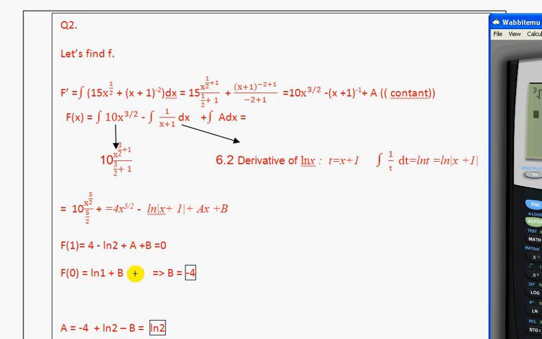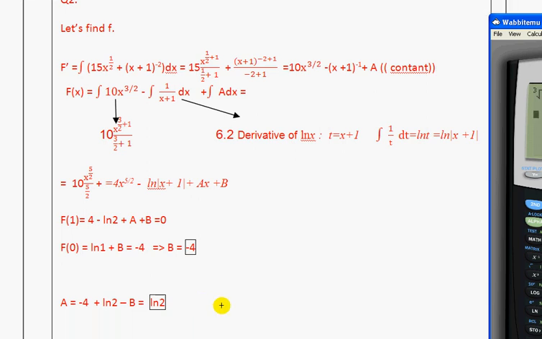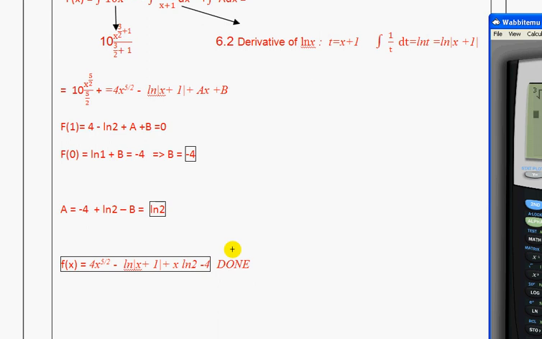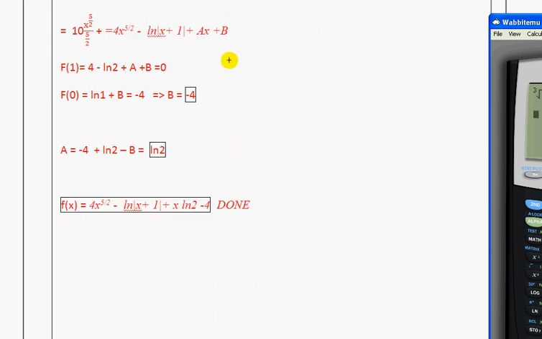So this question is finished. And we know a and b. We substitute a and b into our expression, and this is the answer. So the question is done. We found the function.